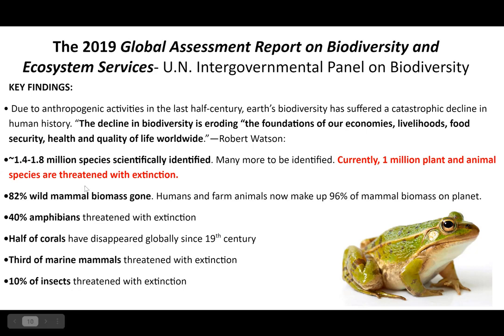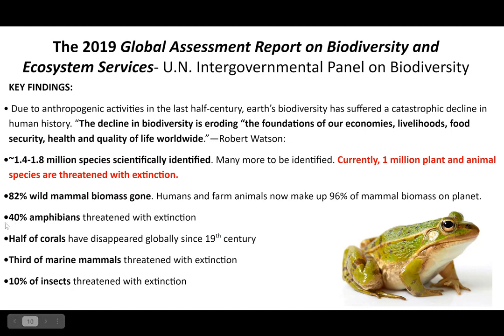Now, the other thing we're seeing is about 82% of wild mammalian biomass is gone. Now, what does that mean? Well, it simply means there's 82% less animals out there, less squirrels, less African animals like lions and tigers and all that stuff. 82% of that is simply gone. And interestingly, if we look at all mammalian biomass on the planet, 96% of it is actually just found in humans and our farm animals. So only 4% of all mammalian biomass is wild animal biomass.